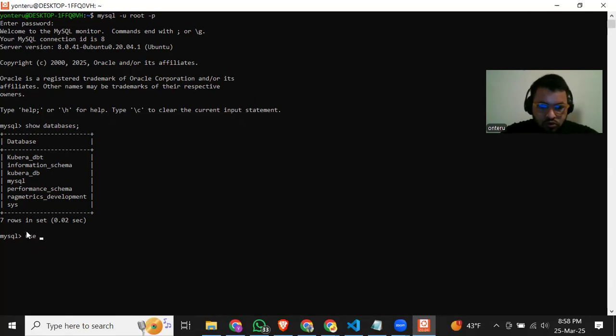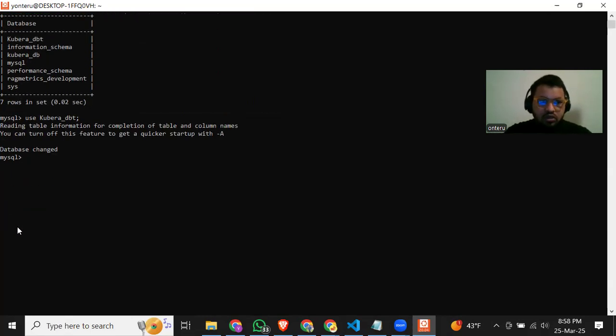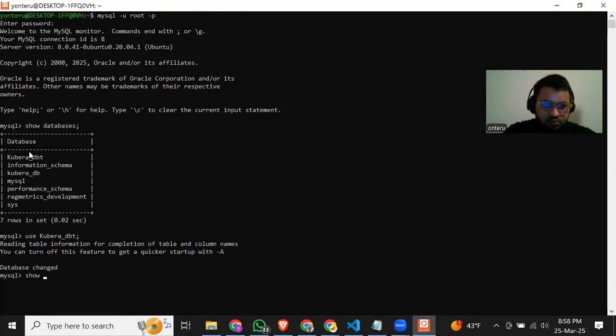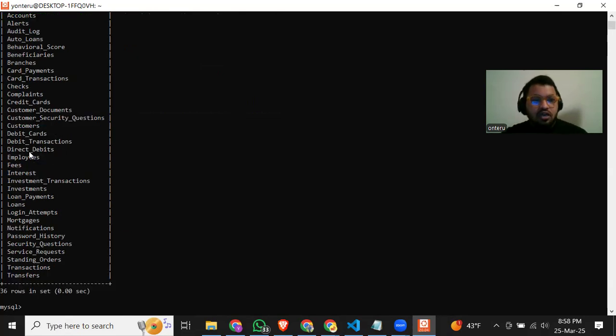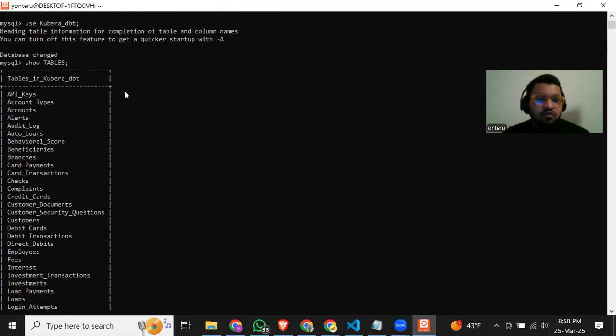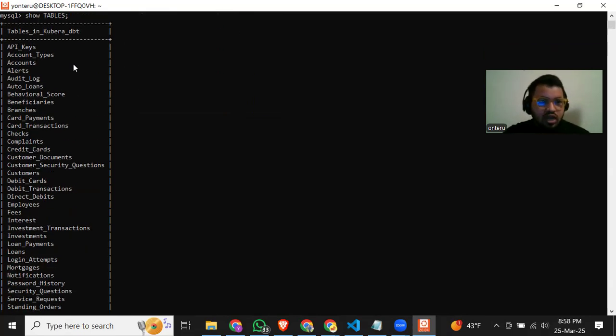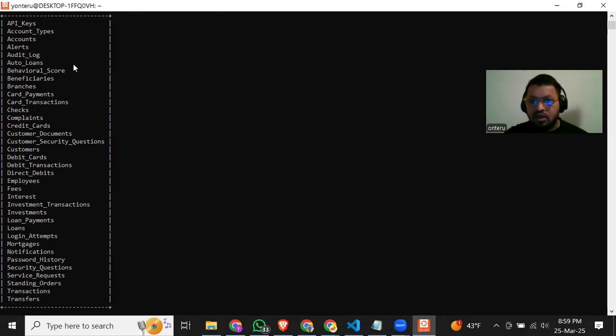So, use Kubera. Show tables. Basically, the command show tables shows all the tables which I already have in my Kubera DBT. There are a total of 31 tables in my Kubera DBT which can track all the information about the customers in the banking system.